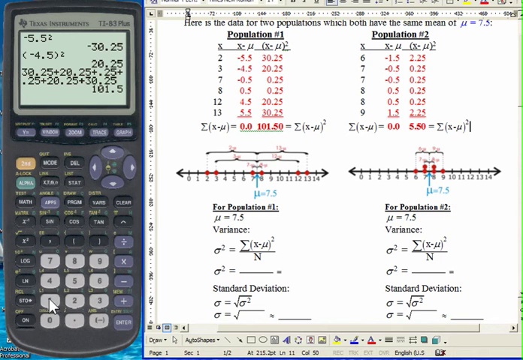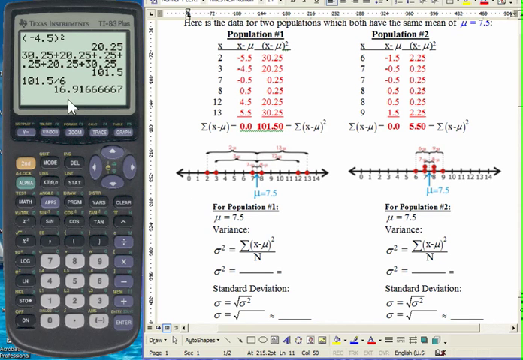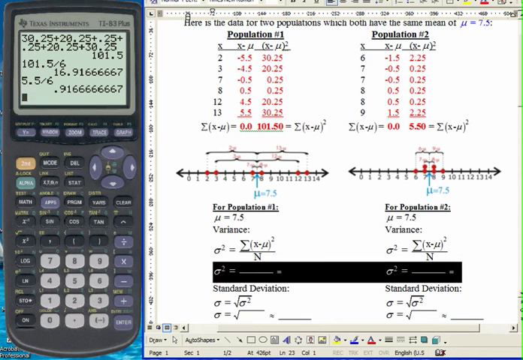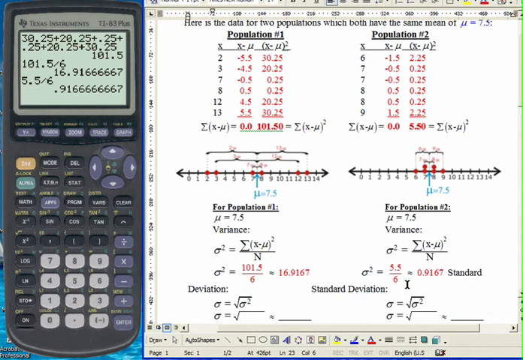For example, if I take this 101.5 and I divide it by n, remember n is the number of data values of my population, 6, so my variance is 16.92 if I round off. Whereas for population 1 here, I'd be taking the sum of my square distances, 5.5, and divide it by my number of data values, 6. Its variance is only 0.92. Quite a bit smaller than over here. And now, see, we have a way of measuring that. So let me go ahead and put in my work here.